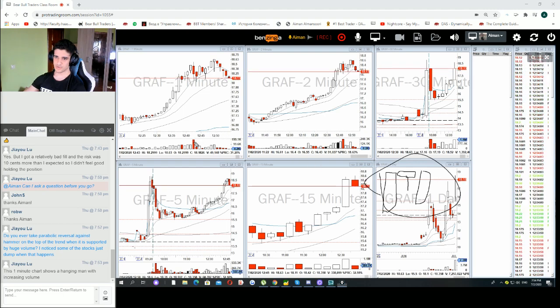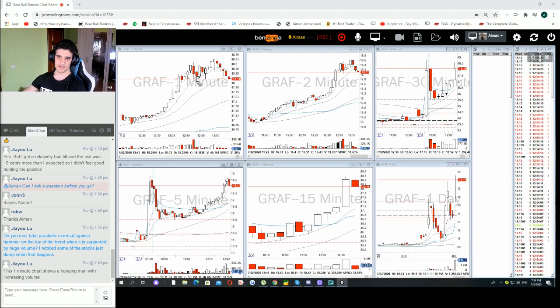This 1 minute chart shows you a hanging man with increasing volume. This right here, it is a hanging man, but it didn't make you a new 1 minute low right here. Right? Another thing, this is not a hanging man. The hanging man should be at the top. It should be right here.